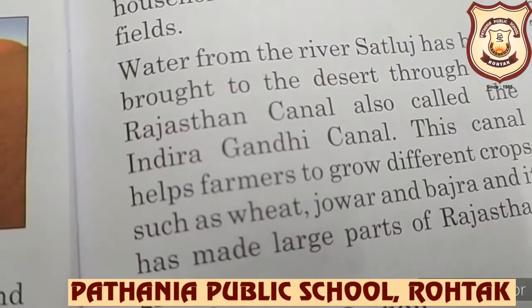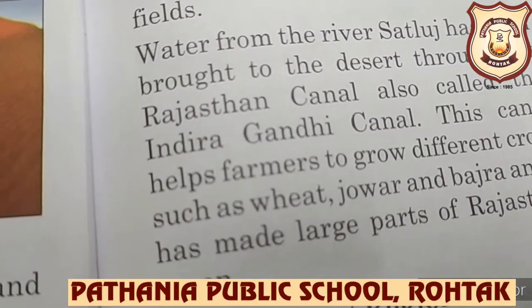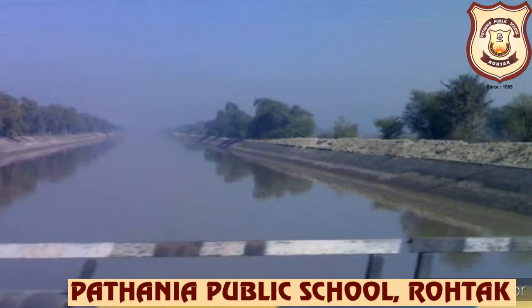What has the government done? The Indira Gandhi Canal, or Rajasthan Canal, has been built to bring water from the Satluj River. The shortage of water is the main problem in the western desert of India. The women have to bring water from far places, even for domestic use. The government is working on the project to supply water not only for domestic use but also for irrigating the farms, and the Indira Gandhi Canal helps farmers grow different crops as well as for domestic use. So it is clear, children.